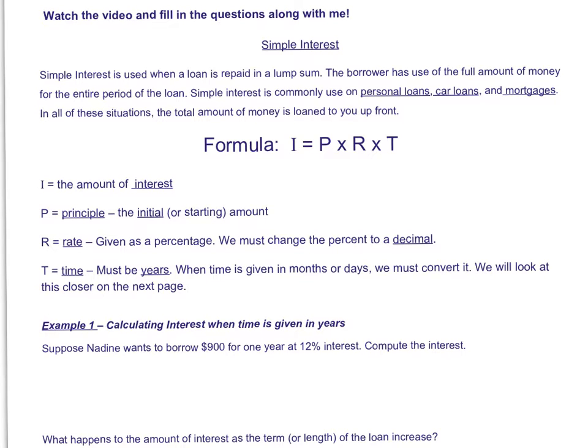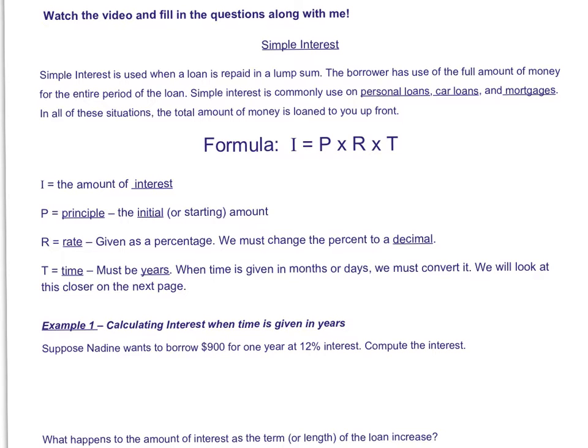Simple interest is used when a loan is repaid in a lump sum, so the borrower has use of the full amount of money for the entire period of the loan. Simple interest is commonly used when we have personal loans, car loans, and mortgages. In all of these situations, the total amount of money is loaned to you up front.